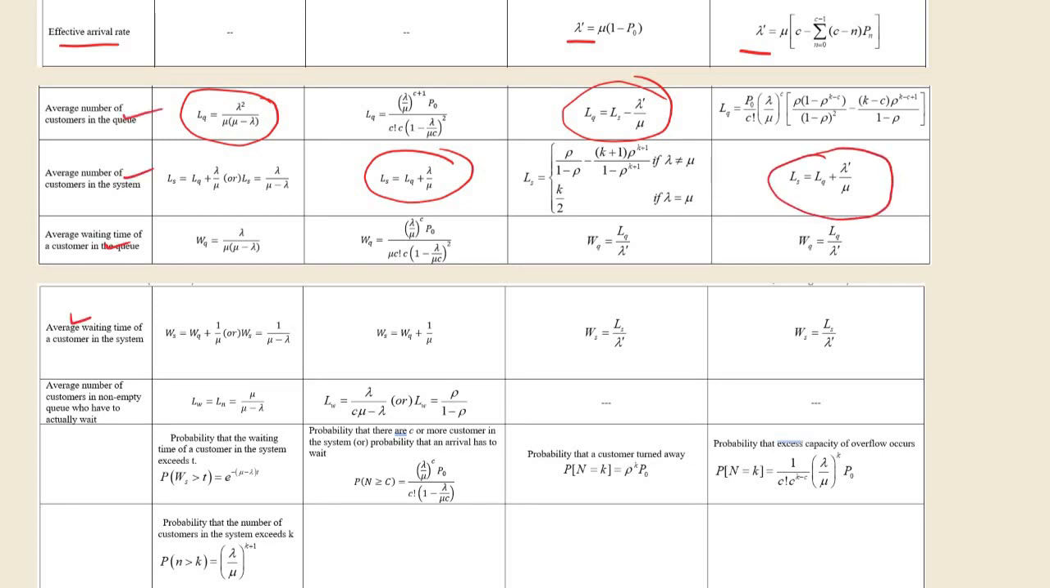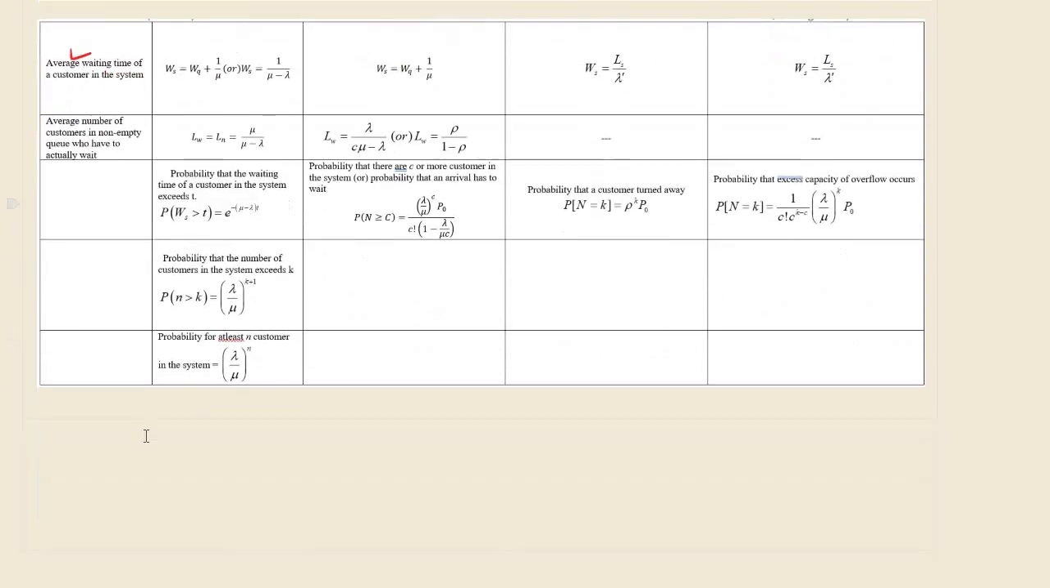Instead of memorizing all four formulas, you have to memorize what I have rounded here. The average number of customers in a non-empty queue who actually have to wait is Lw, and Lw has a formula only for the first and second models, not for the third and fourth models. The special formulas are mentioned here, and while doing the problems I will recollect them. These are the formulas you have to memorize, students. Thank you.